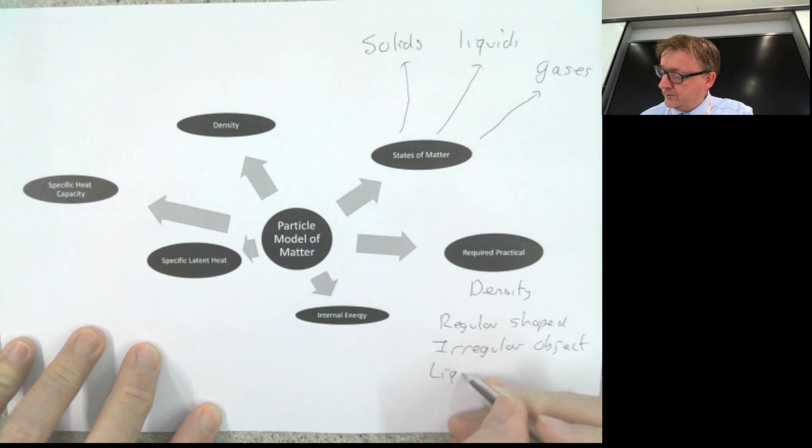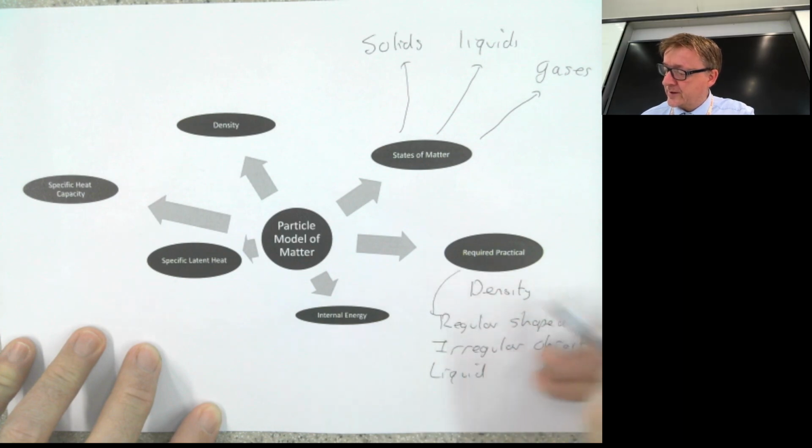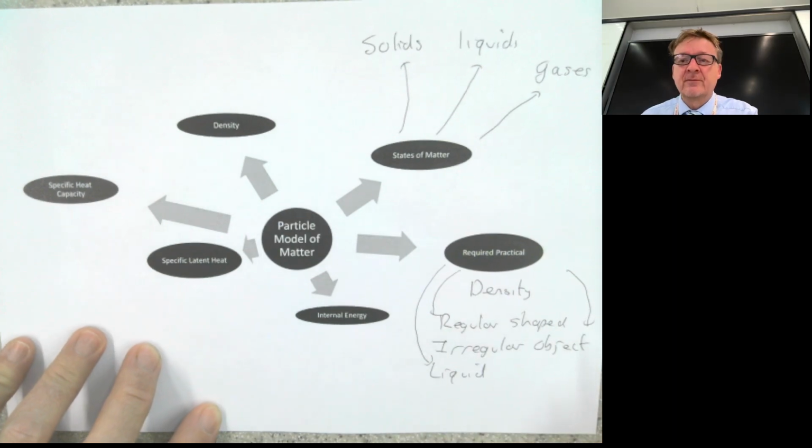And the final one is where you work out the density of a liquid. If you're working out the density of a liquid, you use a mass balance to work out the mass, and you can use a measuring cylinder to work out the volume.